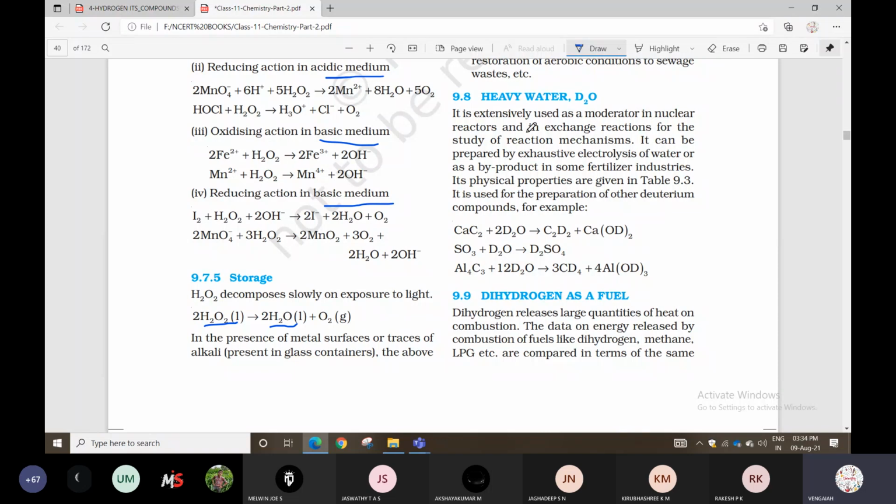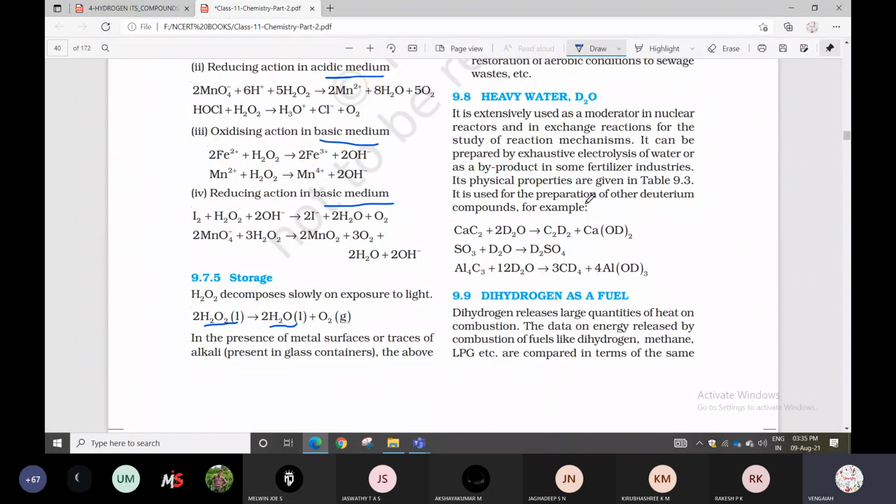Its physical properties are given in Table 9.3. It is also used for the preparation of other deuterium compounds. They have given that metal carbides react with deuterium oxide, and metal oxides also react with deuterium oxide. You can check all that.